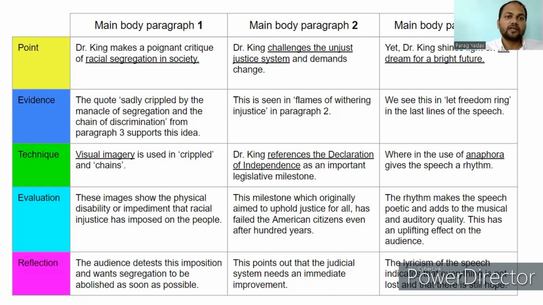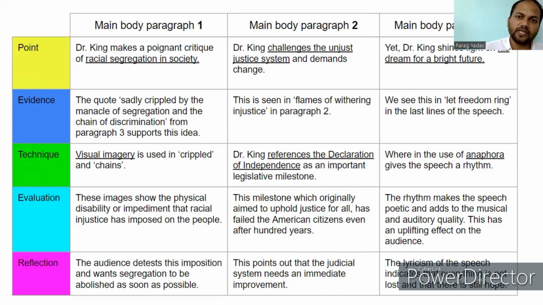Moving into paragraph 2, Dr. King challenges the unjust justice system and demands change. This is seen in "flames of withering injustice" in paragraph 2. Dr. King further references the Declaration of Independence as an important legislative or judicial milestone. This milestone, which originally aimed to uphold justice for all, has failed the American citizens even after 100 years. This points out that the judicial system needs an immediate improvement.